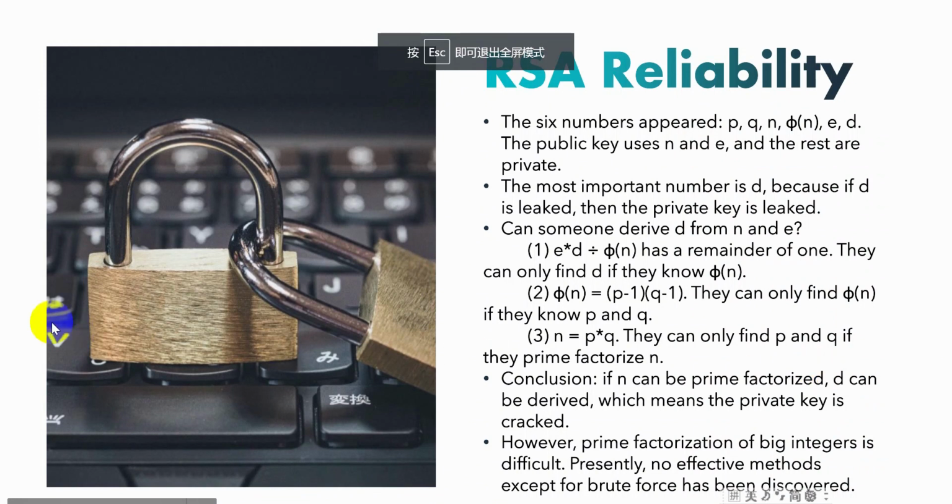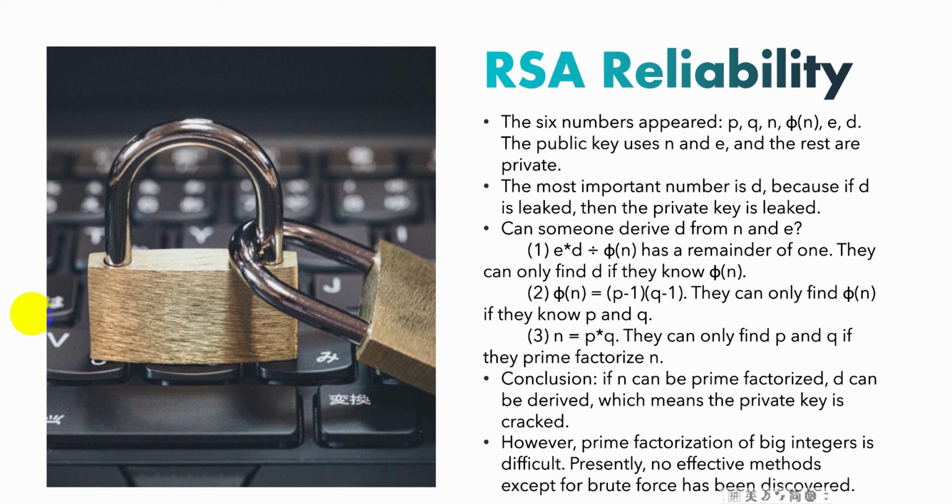RSA reliability. How secure is it? So the 6 numbers that appeared are P, Q, N, phi N, E, and D. The public key uses N and E, so everyone can know the values of N and E, and the rest are private. The most important number is D, because if D is leaked, then the private key is leaked.